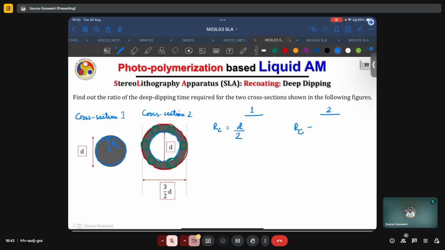This is given to us as half of the diameter of this circle, which will be half of, say, half 3 by 2d, which is the radius of the outer circle, minus d by 2, which equals half of 3 by 4d minus 2d by 4, which is d by 4, or d by 8.